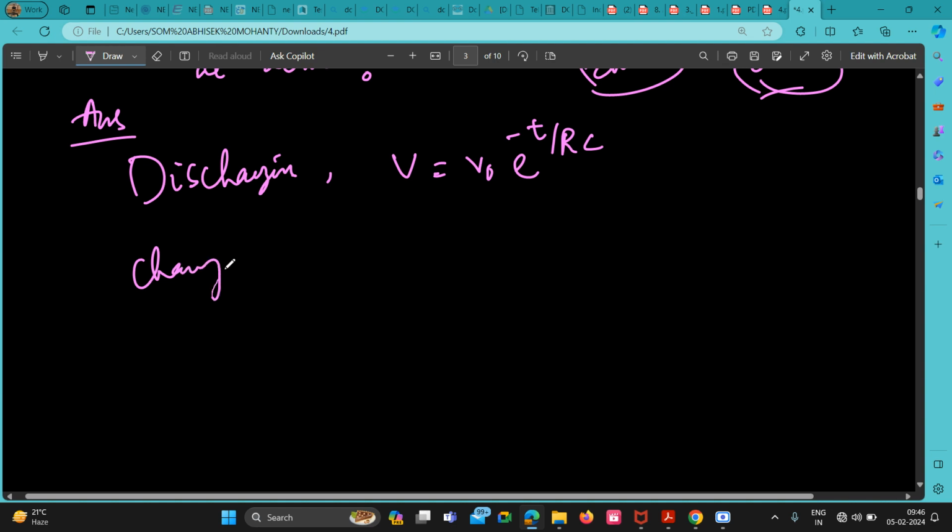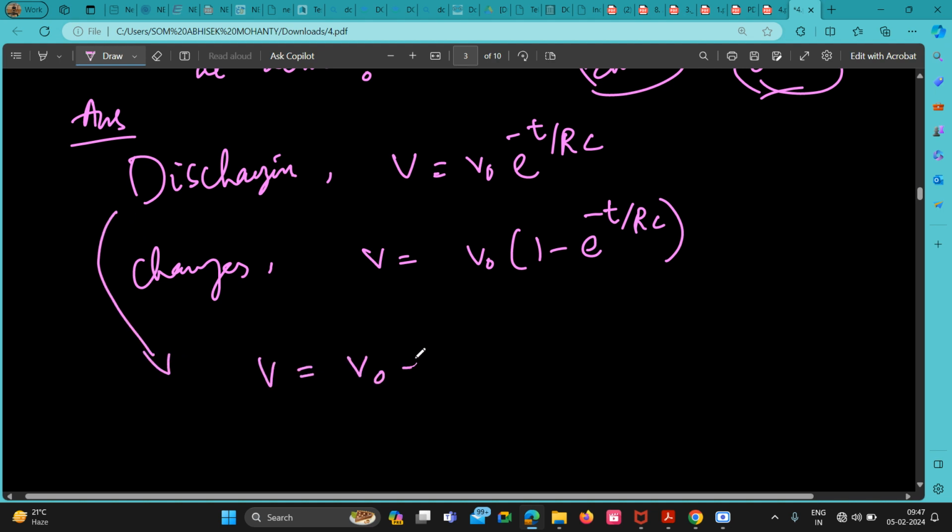So what is the potential difference at time t? Again, same kind of thing. This is discharging. During discharging, V is equal to V naught e to the power minus t by RC. During charging it is V is equal to V naught times 1 minus e to the power minus t by RC. This is how you have to remember it.